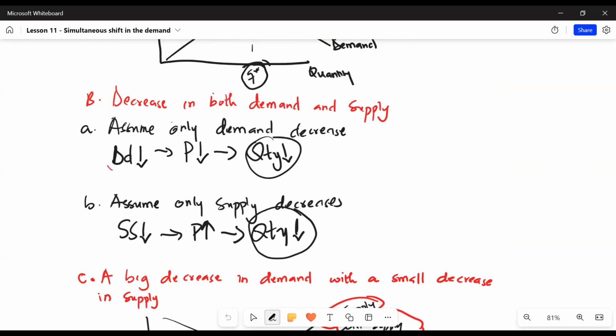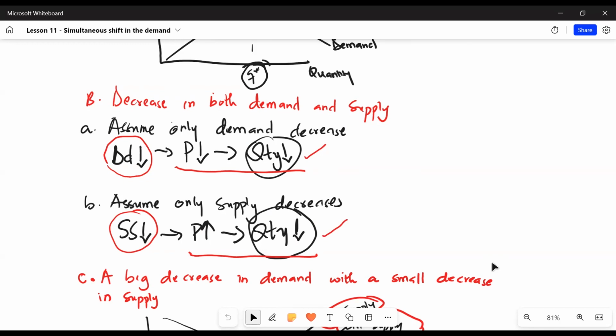So we can use our previous dynamics to understand what we mean here. If the shift in demand, which is the decrease in demand, is greater than the decrease in supply, then it means that this effect here will outweigh the effect here. So the net effect is going to be a reduction in price. But if the decrease in supply is bigger than the decrease in demand, then the effect from the supply channel is going to outweigh the effect from the demand channel. And the net effect is going to be an increase in price and a reduction in quantity.